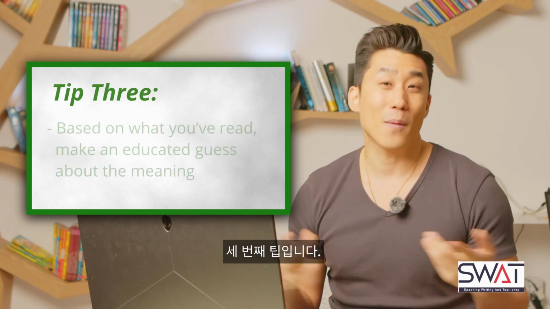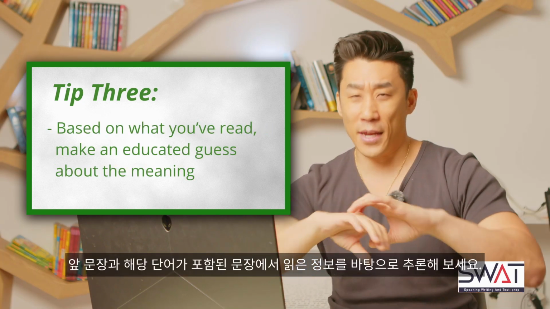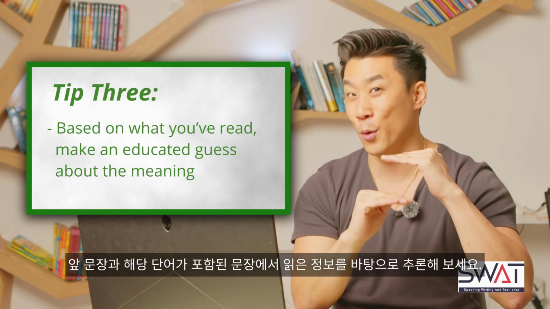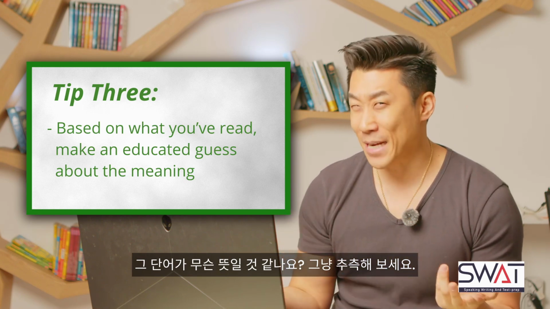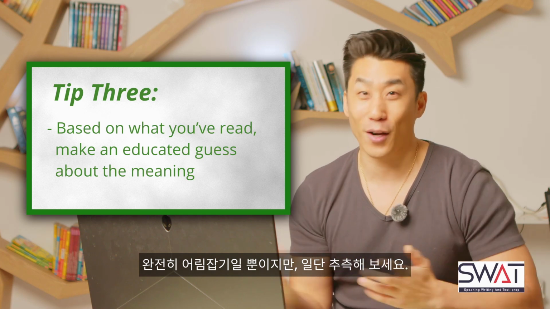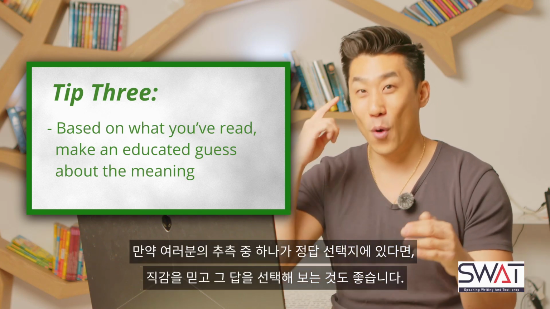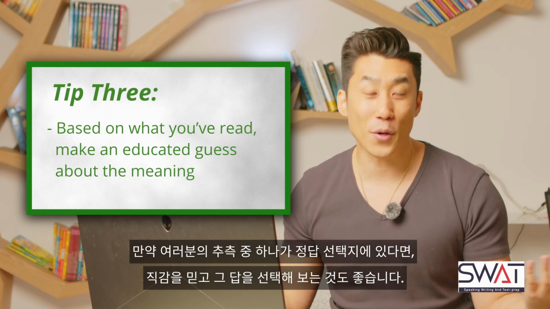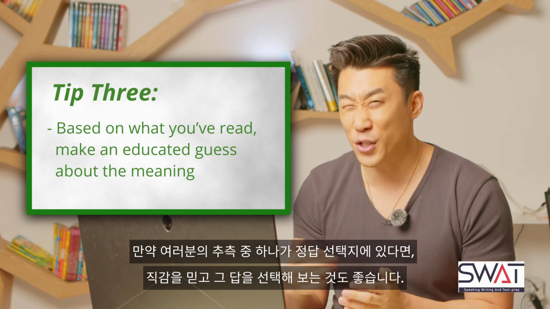Tip number 3, make an inference. Based on the information that you read in the sentence before and the sentence containing our word, what do you think the word might mean? Just make a guess. You know, it's just a complete shot in the dark, but make a guess. If one of your guesses shows up in your answer choices, hey, you might want to go with your gut instinct and just choose that one.